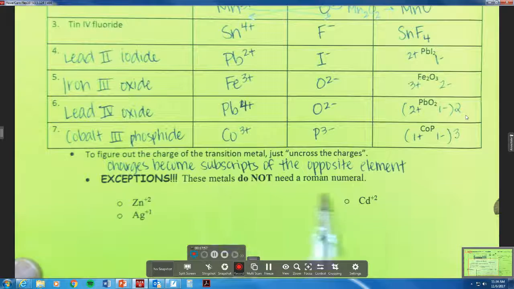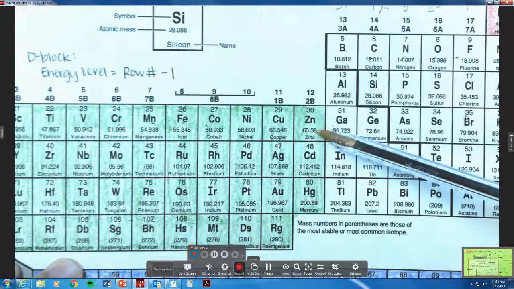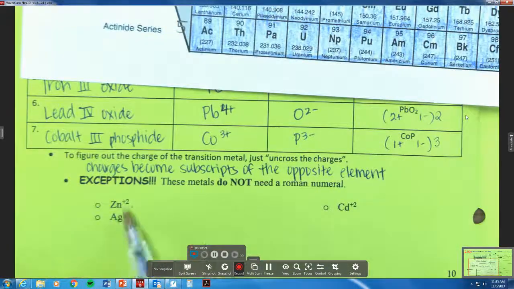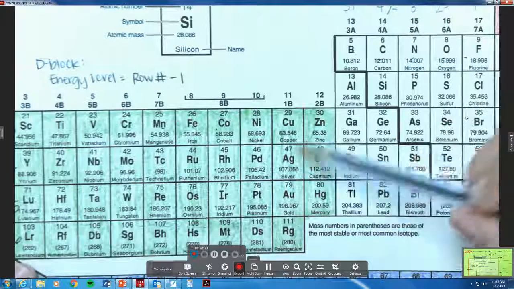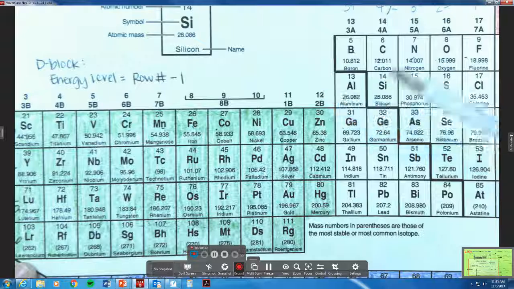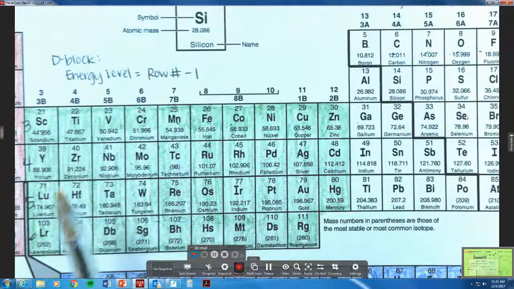And then this is also something that you need to know. This is very important. These 3 metals do not need a Roman numeral: zinc, silver, and cadmium. It's these 3 on your periodic table. An easy way to remember their charges: zinc is a +2, silver is a +1, cadmium is also a +2. If you take a look at your periodic table, silver is a +1 charge, and cadmium and zinc are a +2 charge. It only works for these 3 because they are the exception. Your other transition metals have different variations, so they have different charges. That's why we need the Roman numerals for the other transition metals.